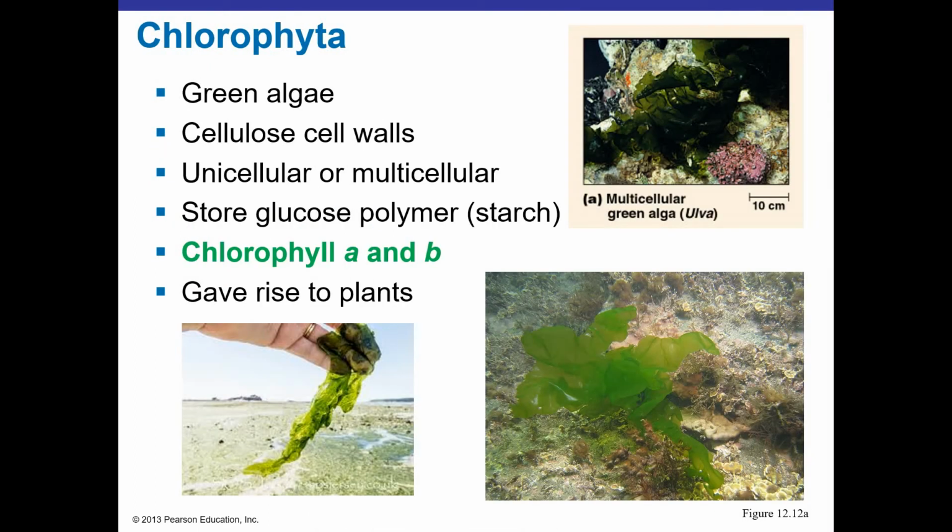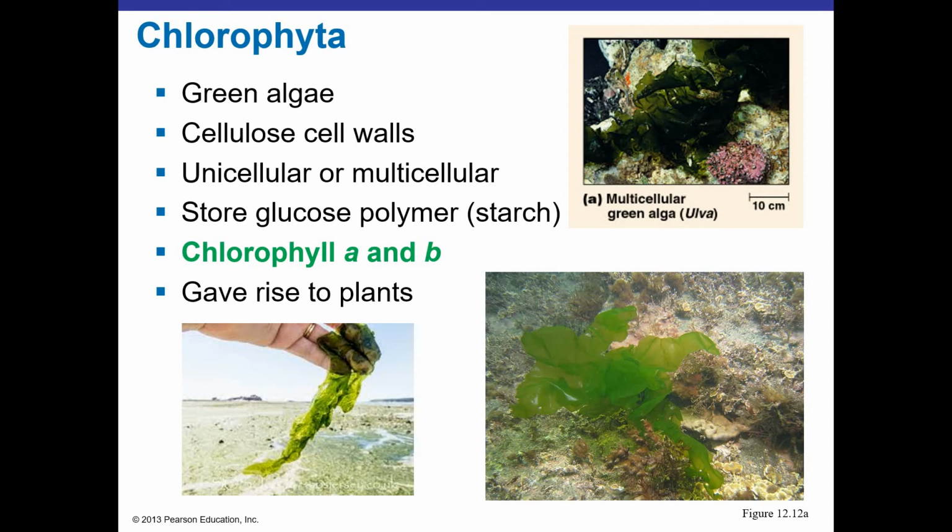Chlorophyta probably gave rise to our land plants, and that's why they look very much like the green plants that we see on land. You see in the right upper picture what is referred to as the sea lettuce, the Ulva, and so this green algae actually looks like a head of lettuce that is growing in those not very deep but upper zones of the water. They do have cellulose in their cell walls, and they store glucose polymers as starch. But we see that similar to the green plants on land, they have chlorophyll A and B.